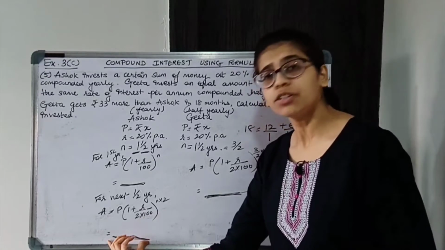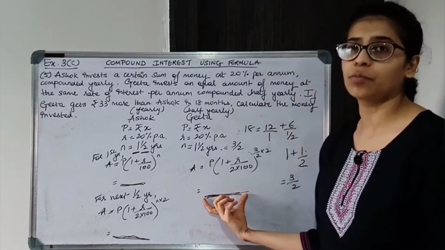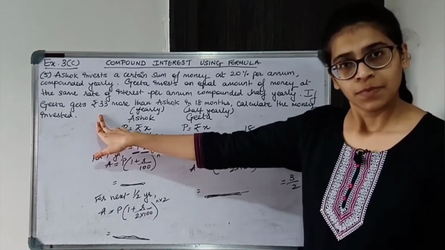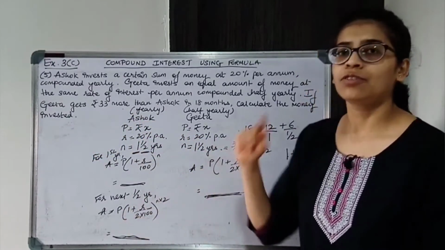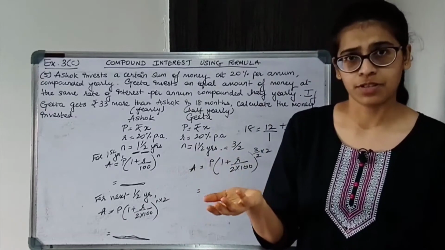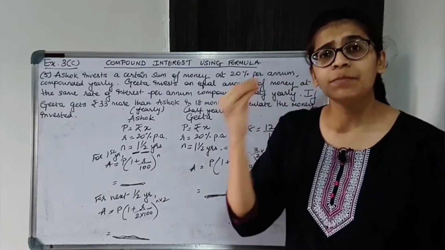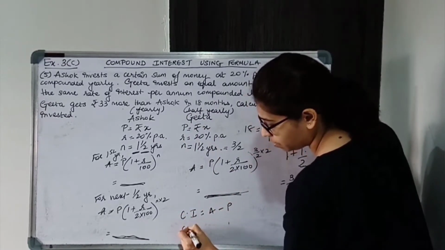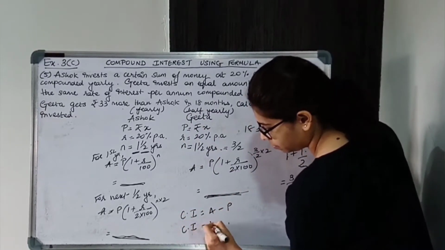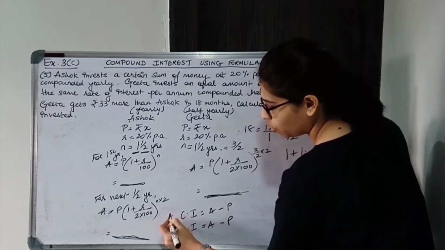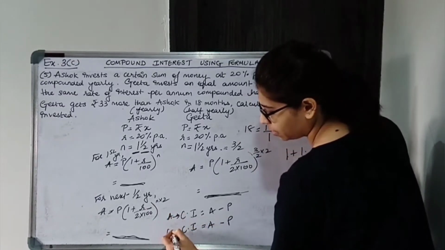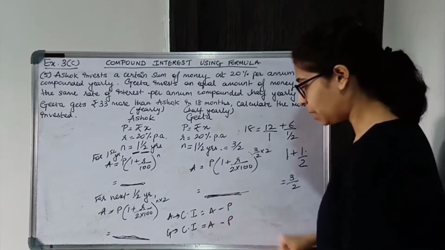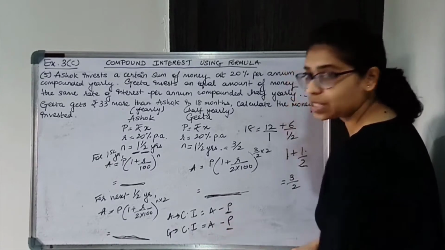So here you are getting some amount, here you are getting some amount. The difference in their amount is 33 rupees. You can also take the difference in amount, or you can also take the difference in compound interest, because over here the principal is the same. What is compound interest? It is amount minus principal. This is for Ashok and this is for Geeta. So the amount will be different, but the principal is the same in both the cases.